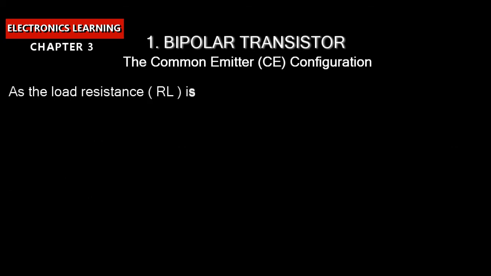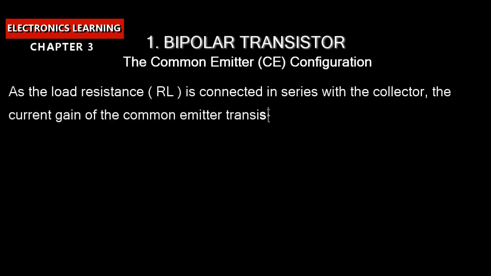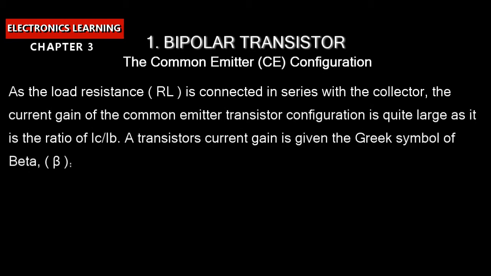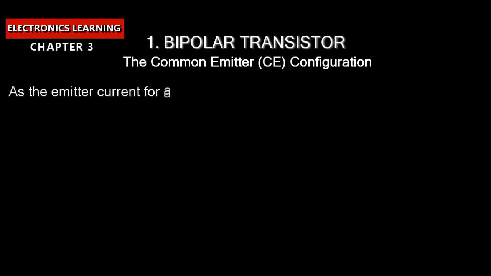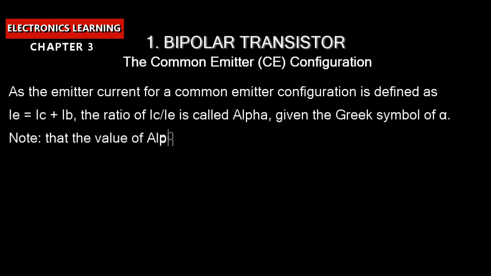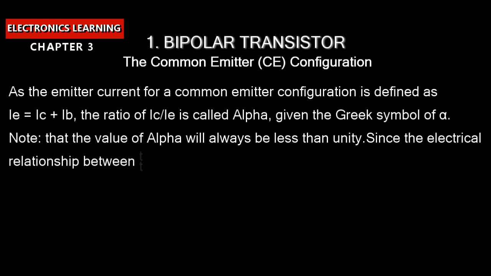As the load resistance is connected in series with the collector, the current gain of the common emitter transistor configuration is quite large, as it is the ratio of IC over IB. A transistor's current gain is given the Greek symbol of beta. As the emitter current for a common emitter configuration is defined as IE equals IC plus IB, the ratio of IC over IE is called alpha, given the Greek symbol of alpha. Note that the value of alpha will always be less than unity.